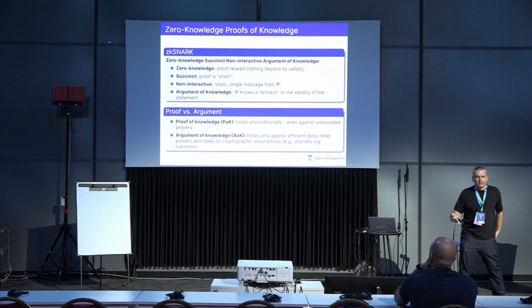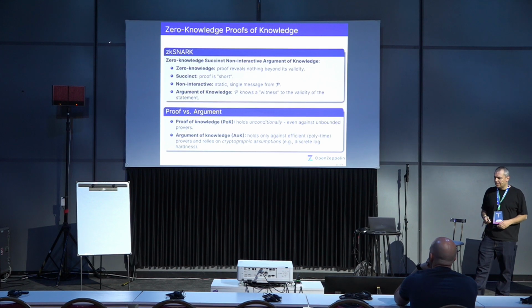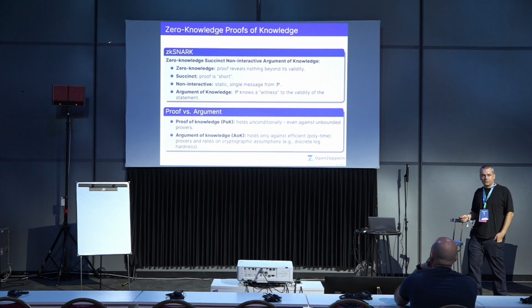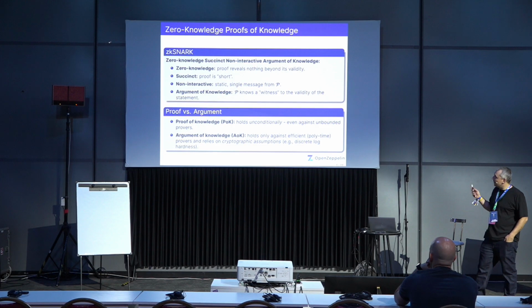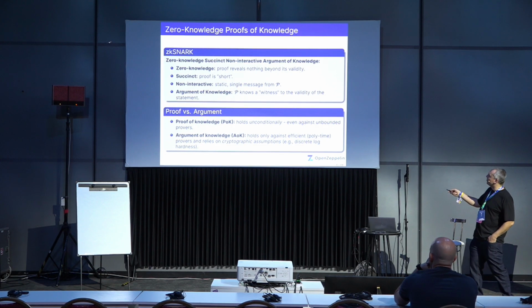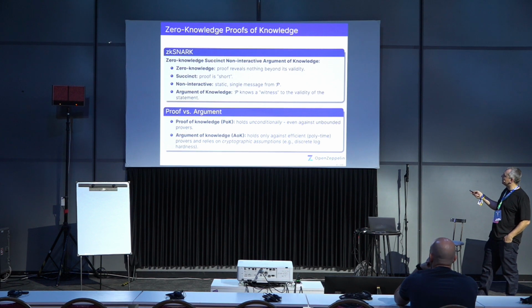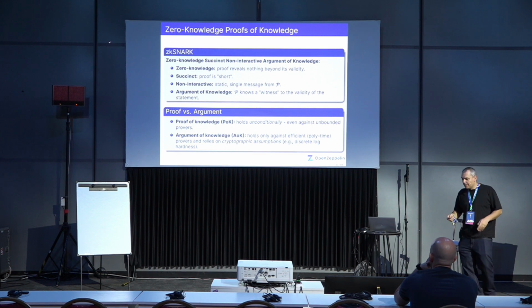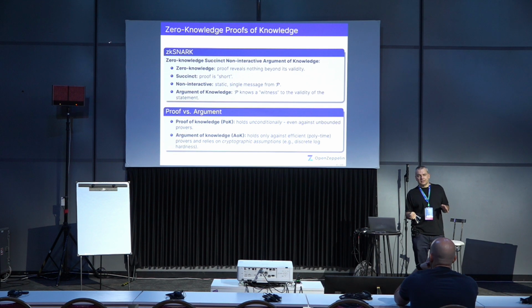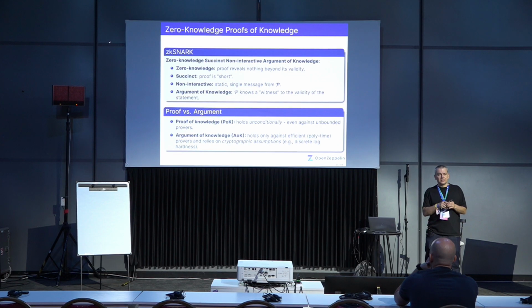ZK SNARKs are one class of ZK proofs of knowledge. Just a few words about them. Just to break down the whole acronym: zero knowledge, succinct, non-interactive argument of knowledge. Zero knowledge: the proof does not reveal anything besides its validity. Succinctness means the proof is short.